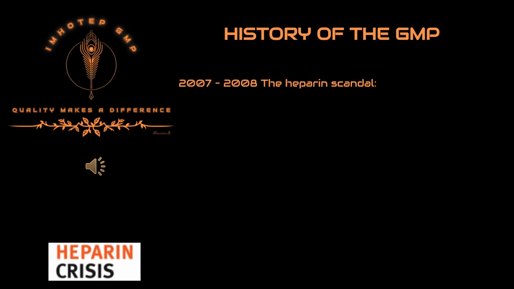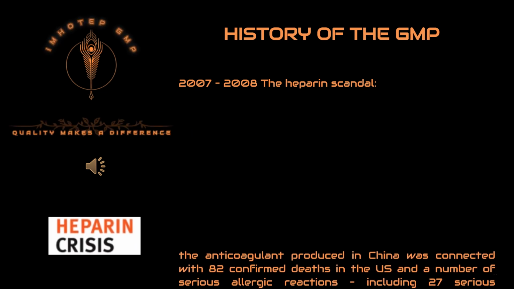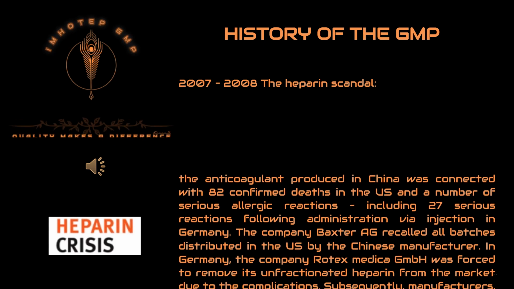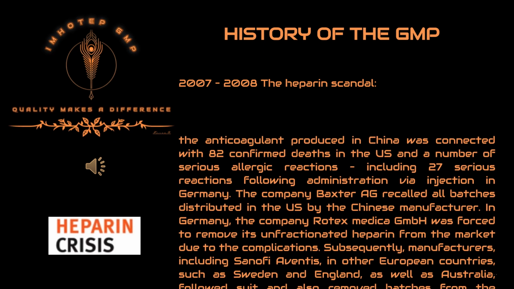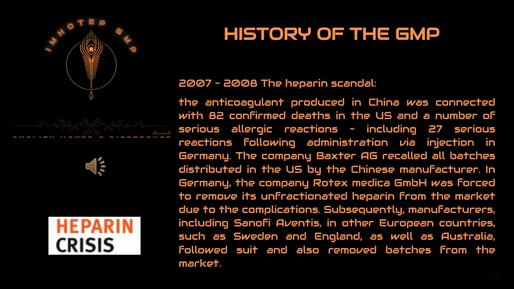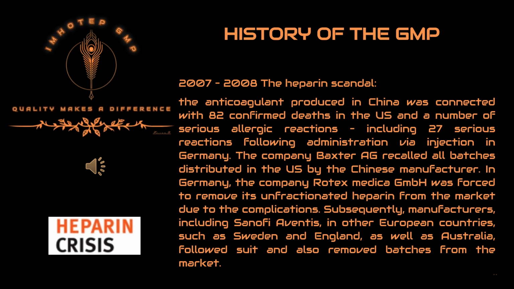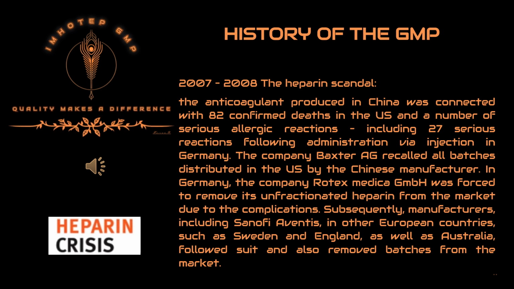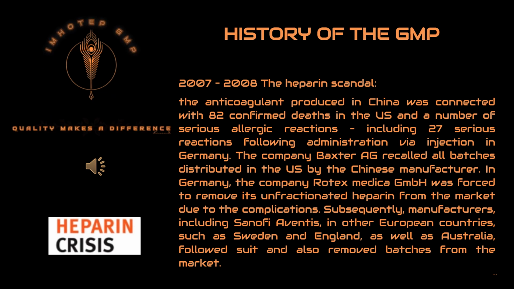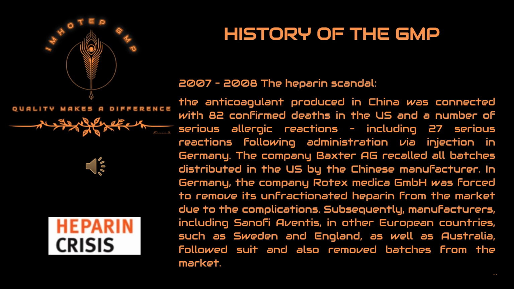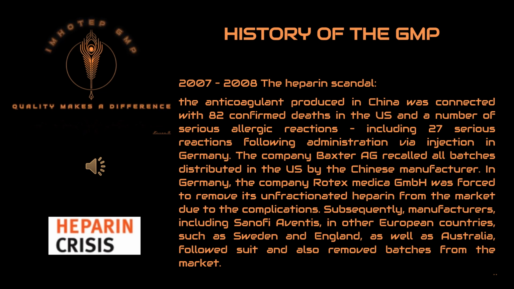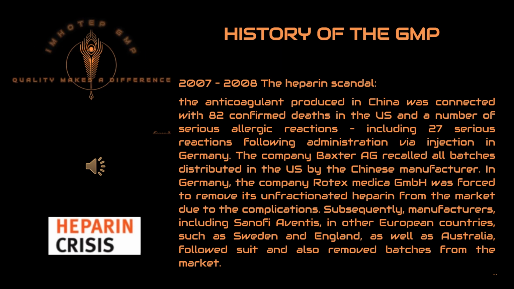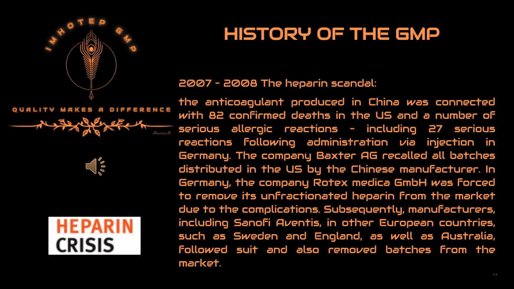2007–2008. The heparin scandal. The anticoagulant produced in China was connected with 82 confirmed deaths in the U.S. and a number of serious allergic reactions, including 27 serious reactions following administration via injection in Germany. The company Baxter AG recalled all batches distributed in the U.S. by the Chinese manufacturer. In Germany, the company Rotex Medica GmbH was forced to remove its unfractionated heparin from the market due to the complications.